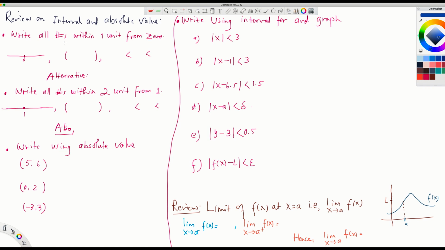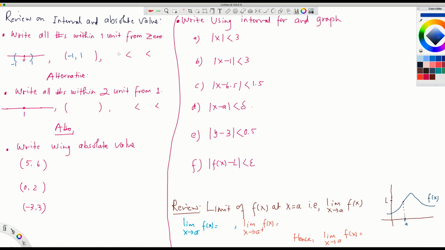Write all numbers within 1 unit from 0. So this is 0, right? Within 1 unit. So 1 unit right to 0 is 1, and 1 unit left to 0 is -1, right? So how can you write this using interval? It is -1 through 1. You see that? This is the interval notation. This is the graphical way to write all the numbers within 1 unit from 0. See, this is 0 in the middle. Within 1 unit from 0 is from -1 through 1. Okay, in the interval notation, that is how you write the numbers.